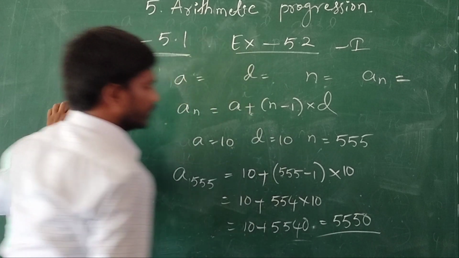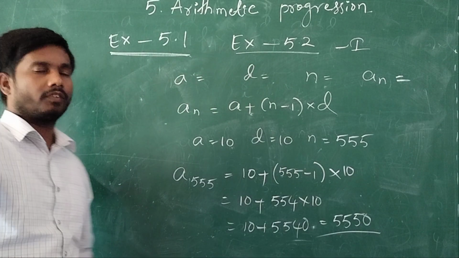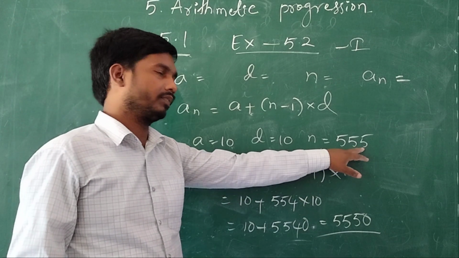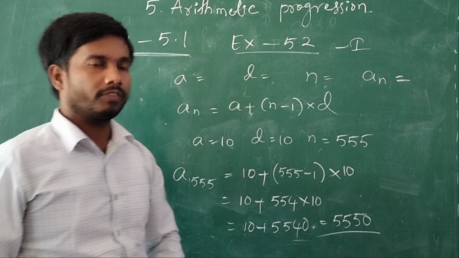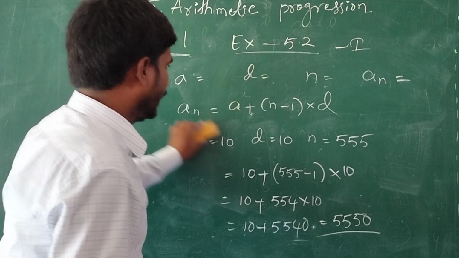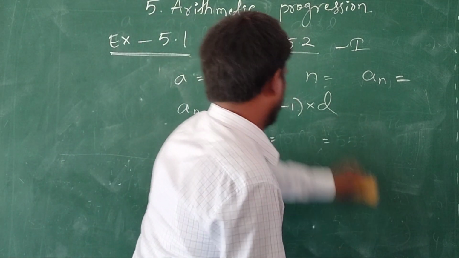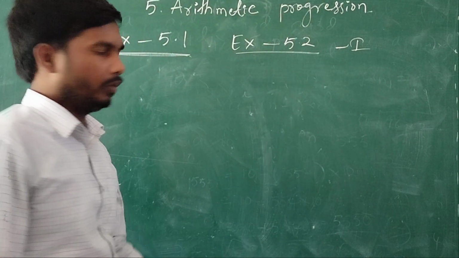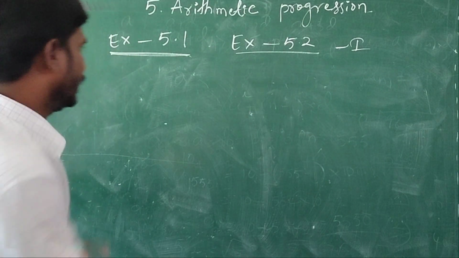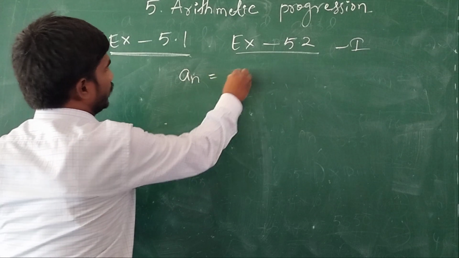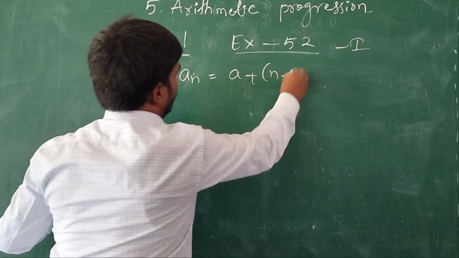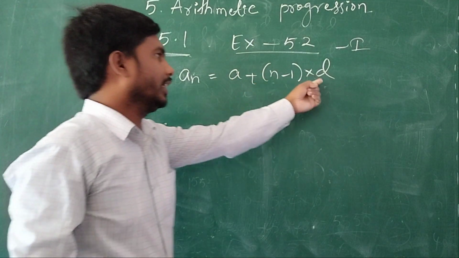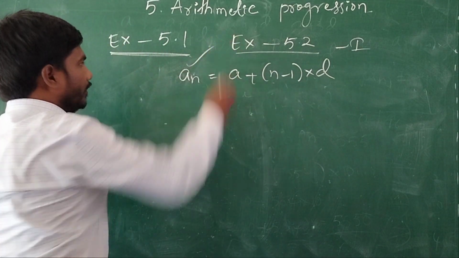5550. So if we keep writing the series 10, 20, 30, 40, 50, 60, 70, what will the 555th term be? 5550. So that is the an related formula. When the a value, d value and n value are given, the formula for finding an is an is equals to a plus n minus 1 into d. So a given, n given, d given, he is asking to find the an value.